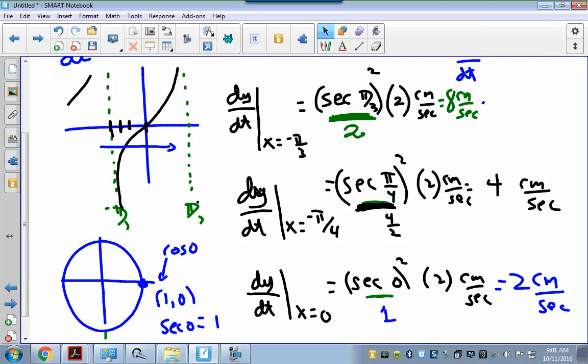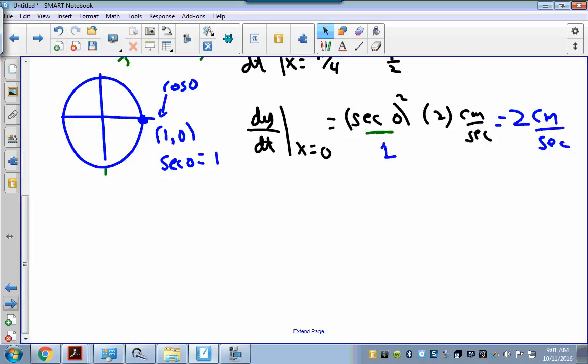I would like you to try 13, 17, and 25. So 13, 17, and 25, try those tonight. We'll talk about these tomorrow. So 13, 17, and 25. Okay, let me go ahead and stop this here.